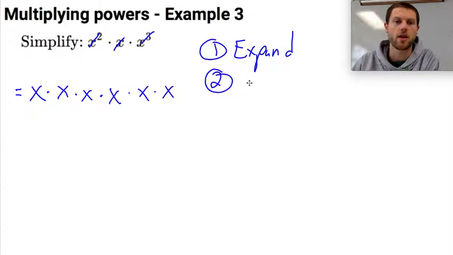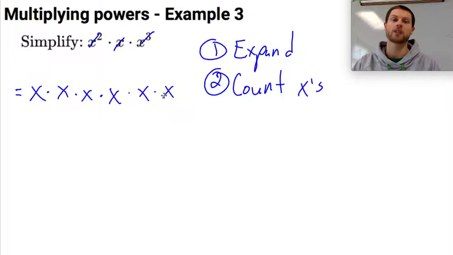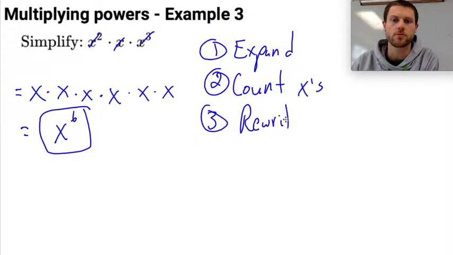Now that I've expanded it, let's count. Oops, let me try spelling count better. Count the x's. I have 1, 2, 3, 4, 5, 6 of these. That means that I'm multiplying x by itself 6 times. The simpler way to write this is x to the 6th power. So the third thing I would do is I would rewrite as a power.